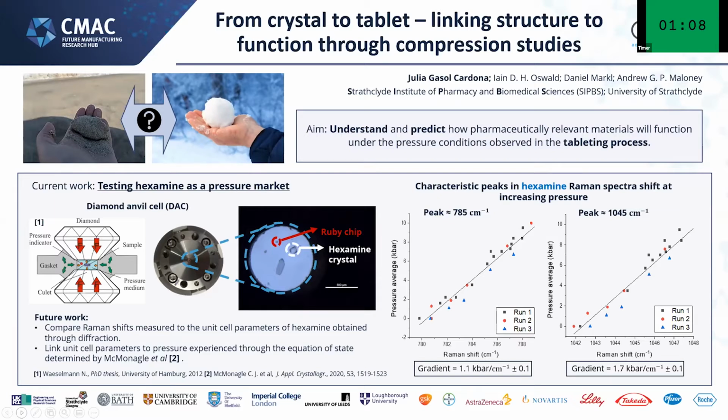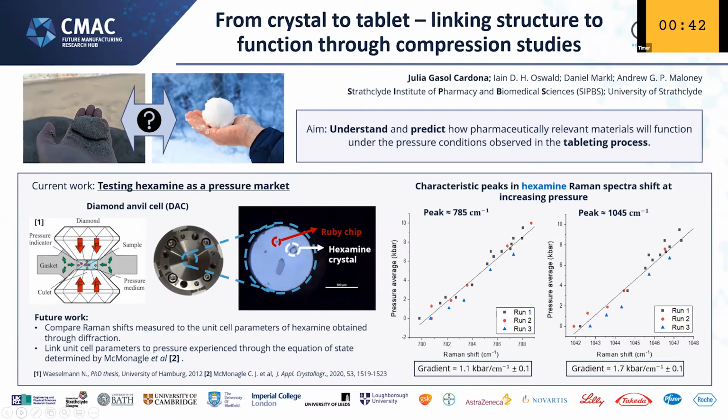We loaded the diamond anvil cells seen on the screen, so the circular one, with 4 ruby chips and a hexamine crystal, and we compressed it up to 1 gigapascal and decompressed it back down to ambient pressure 3 times in small incremental steps. We also took the Raman spectra of hexamine and the fluorescent spectra of the rubies at each step. The loading shown on the screen is not the one we used in the experiment, but it's so that you can have an idea of what it looked like.